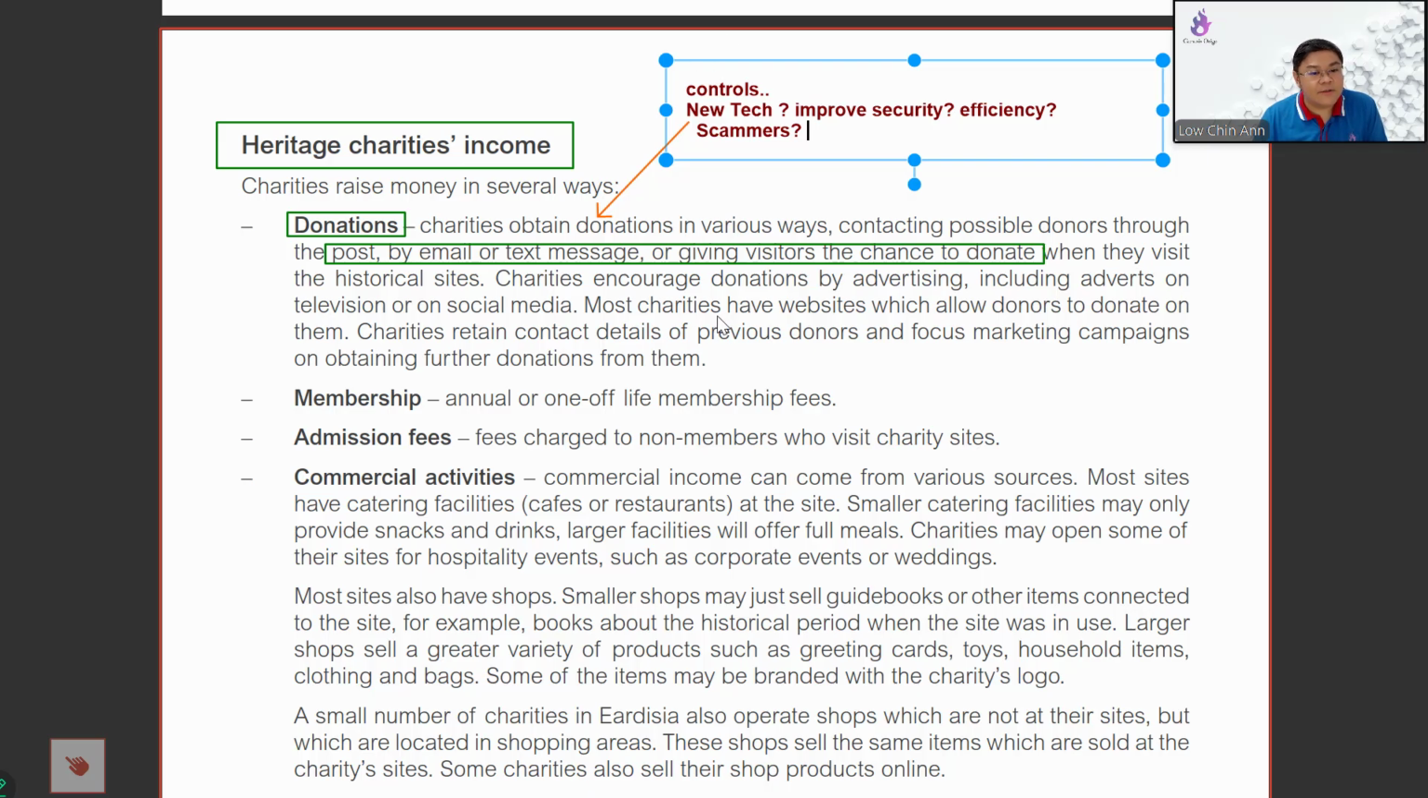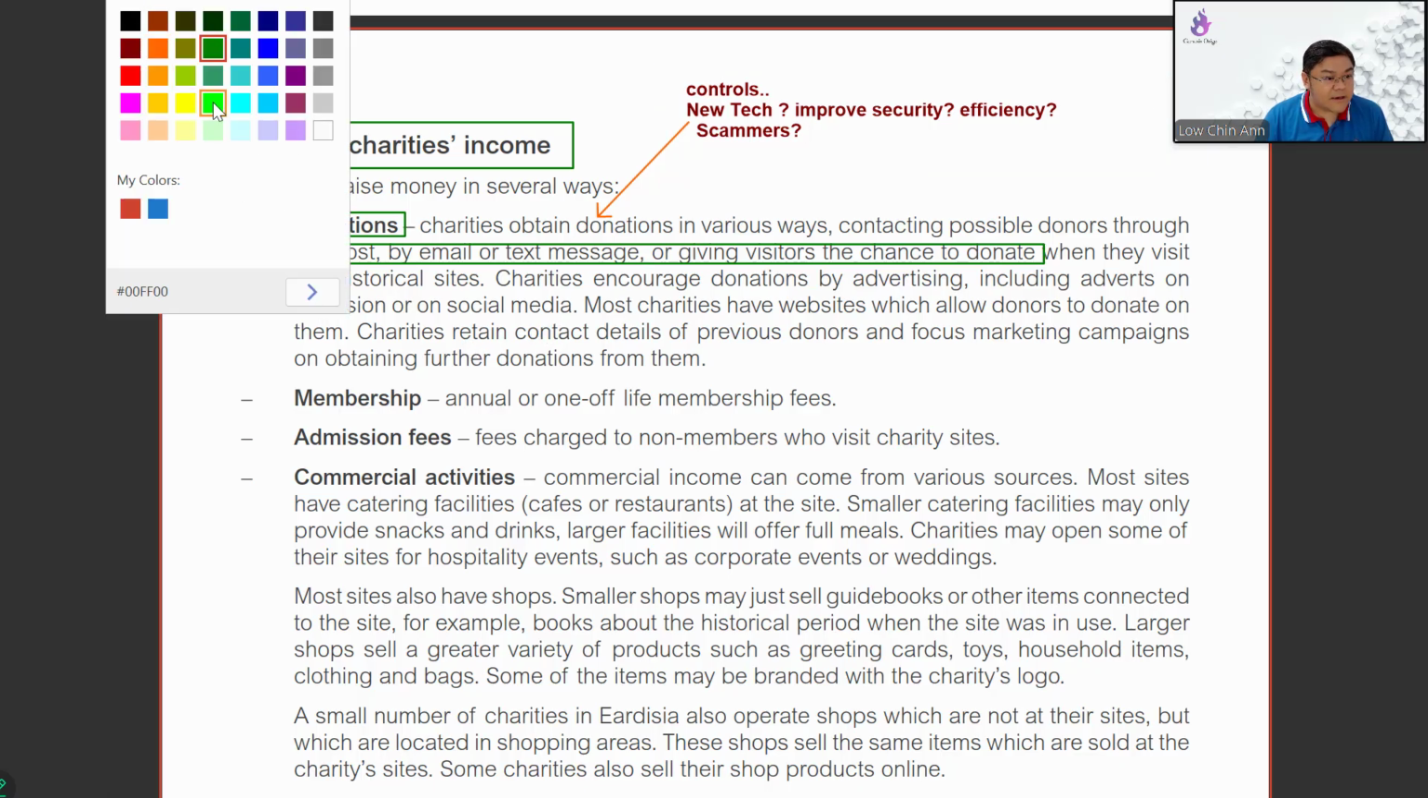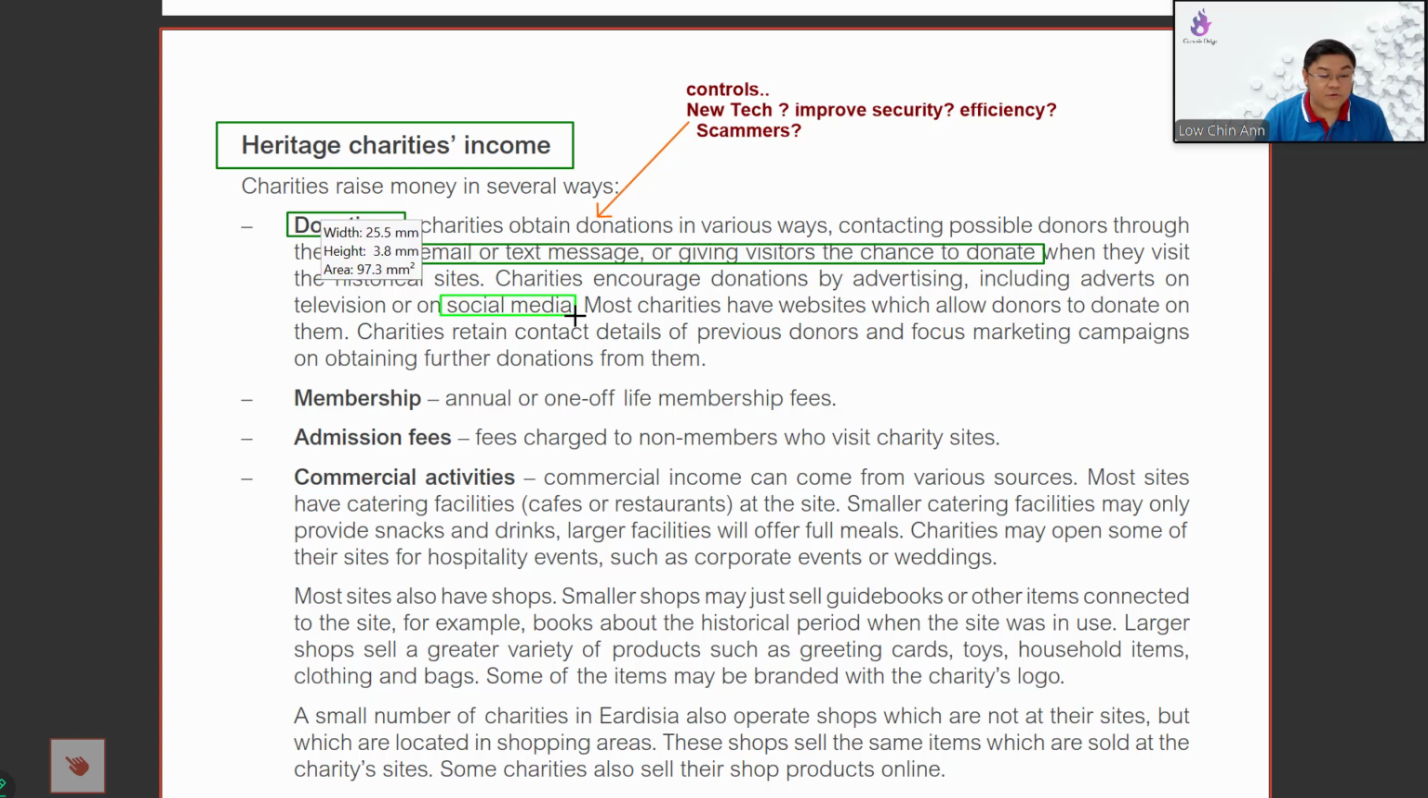Now, charities encourage donations by advertising, including adverts on television or on social media. So to me, I think digital marketing is also another aspect of the questions that they can easily bring in. It can be brought into the questions with something concerning digital marketing, because that's how you want to reach out to the younger generation, especially volunteers. So imagine that they ask you to suggest some digital marketing strategy that can be useful.